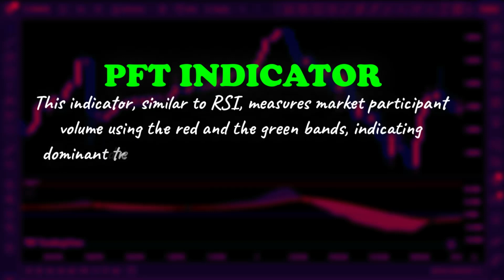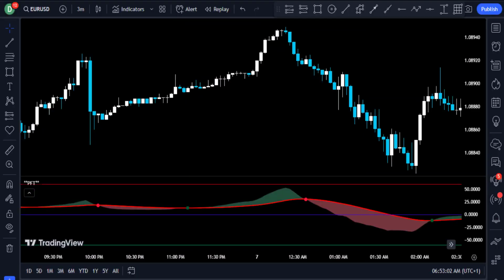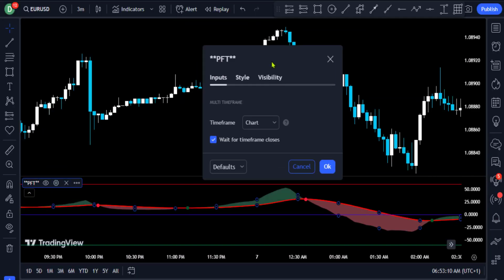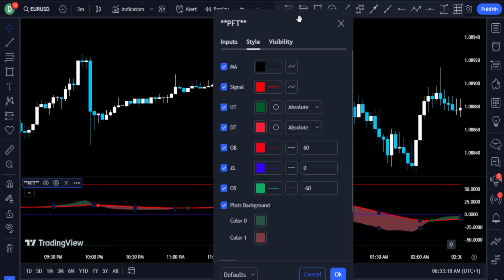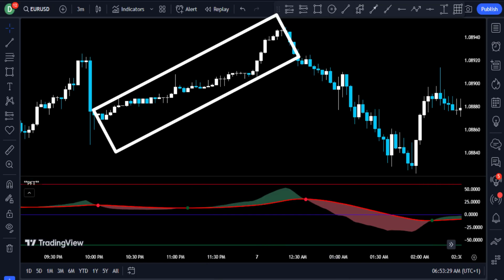This indicator is more like the RSI indicator, but it measures the volume of the market participants, using these red and green bands, and then shows you the dominant trend direction, so that you can have more quality trade entries. The settings of the indicator don't have much to change, so we will leave it at its default settings. Here on the chart, you can see that the price was trending in the upward direction.